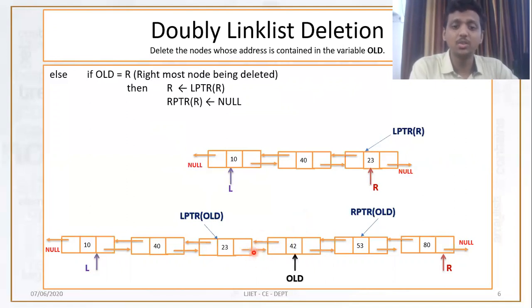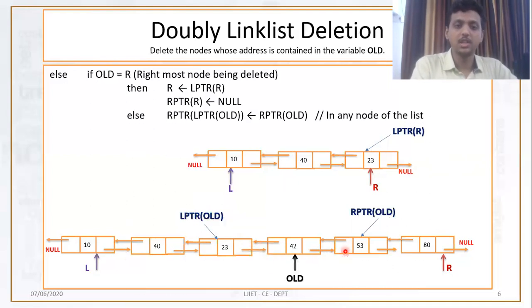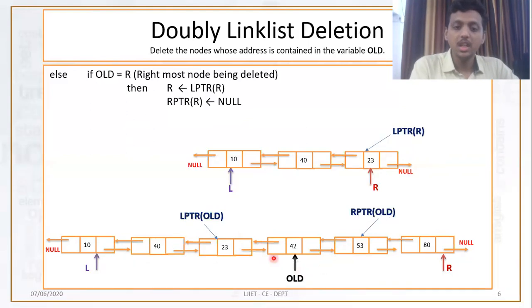This link is known as the right pointer. Right pointer of which node? Right pointer of LPTR of old node. This link is known as the right pointer of LPTR of old node. So what do I need to do? I just need to connect this link over here. So the statement is I need to connect this link to here.